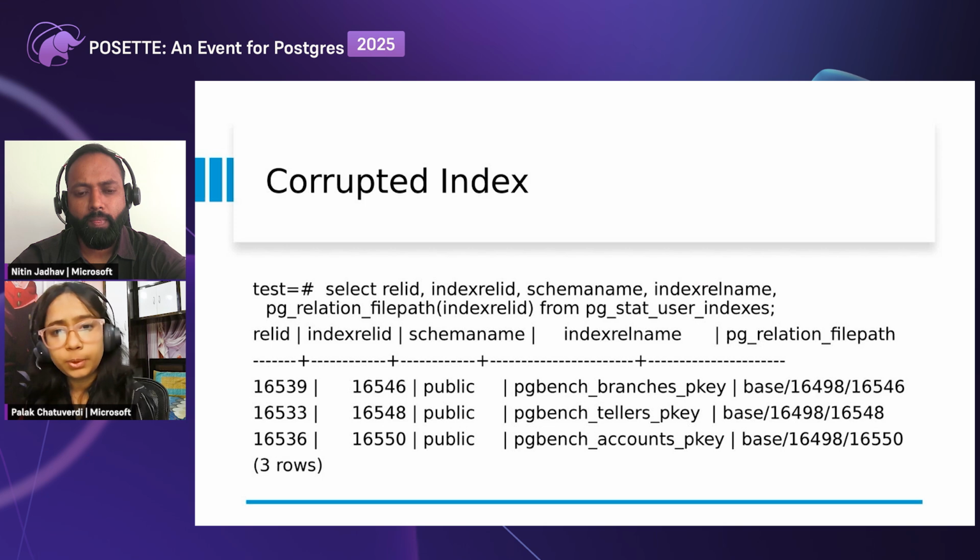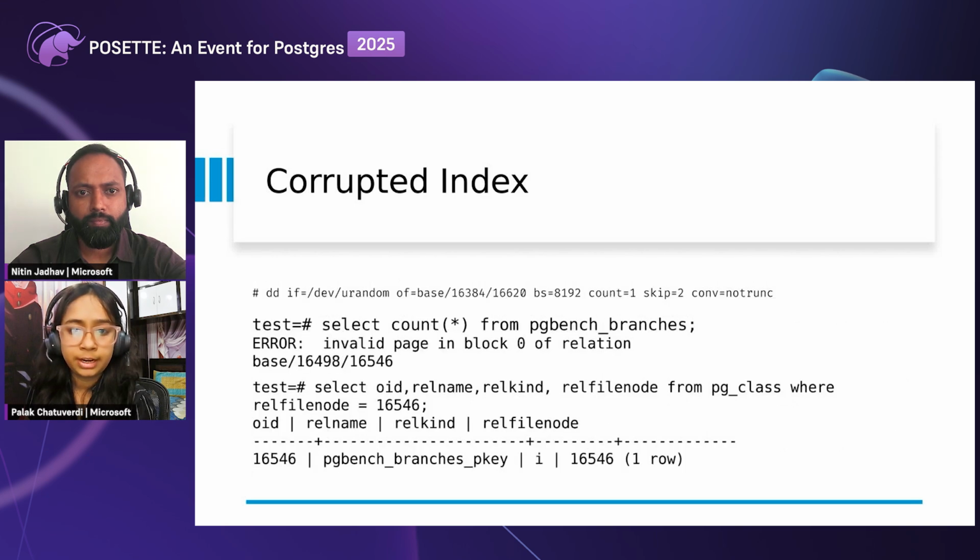We'll look at the simple corruption first, that is the corrupted index. You can see the indexes that you have in your database using pg_stat_user_indexes, and each index will give you a pg_relation_filepath that looks like base/16498/16546. The 16498 is the database OID and 16546 is the index OID. So the pgbench_branches primary key is stored in this relation file.